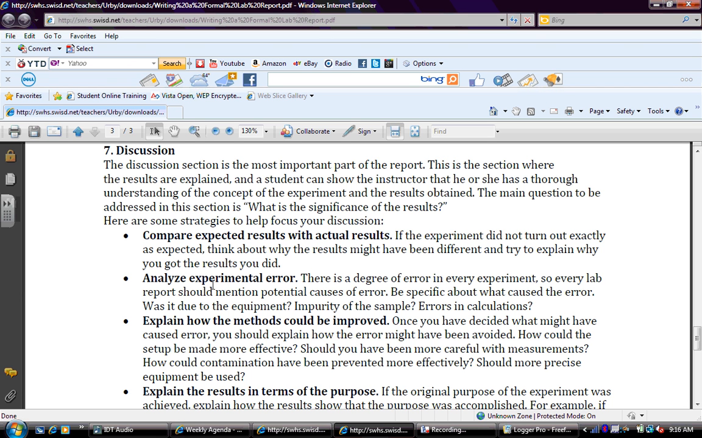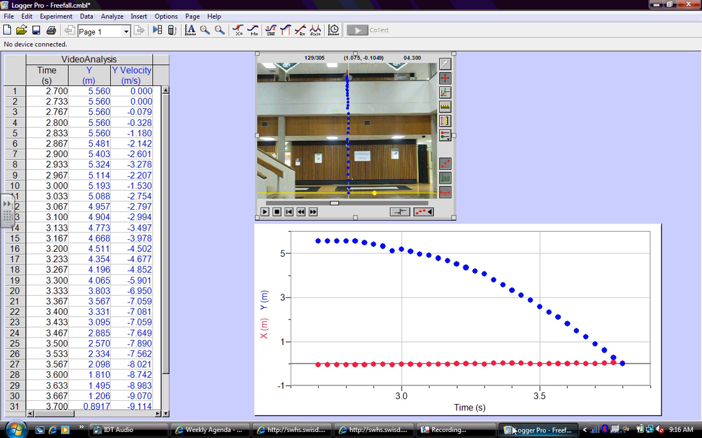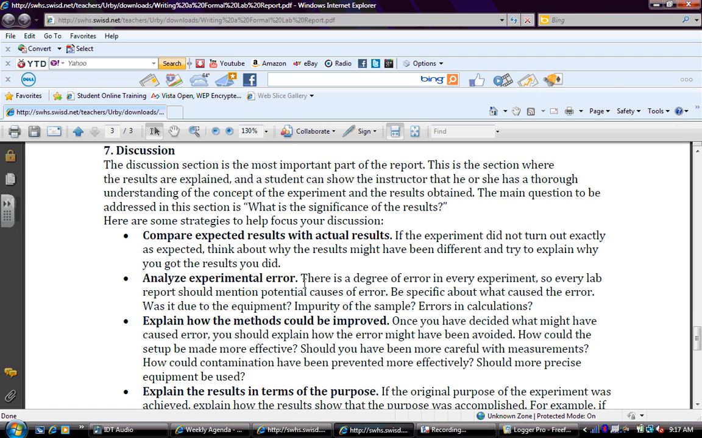I want you to explain any experimental error. So if there are any errors in the calculations, one of the things that you could probably discuss is the fact that when you're plotting the points here in Logger Pro, that was an eyeball measurement because you're looking at the ball, and for a lot of us the ball was really hard to see because we used a soccer ball and it was small. So a lot of you had a little bit of trouble plotting exactly where that ball was, and that could have definitely added to some experimental error.